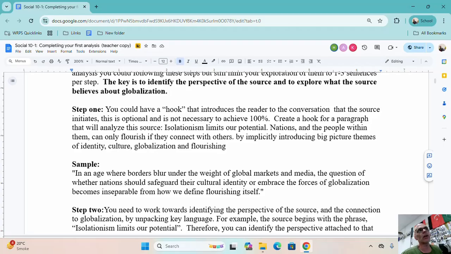All right, step 1, you could have a hook. Not everybody has a hook. Most people don't have a hook. But if you want to have a hook, it's like big picture theme. What is the course, or what is this source about? So this is an example of a sample.